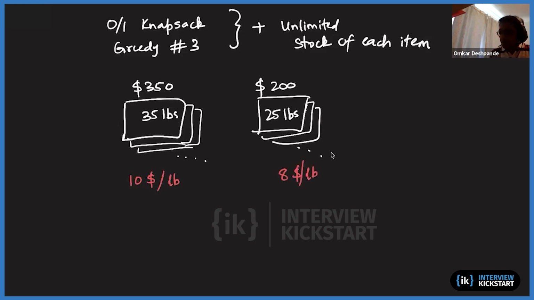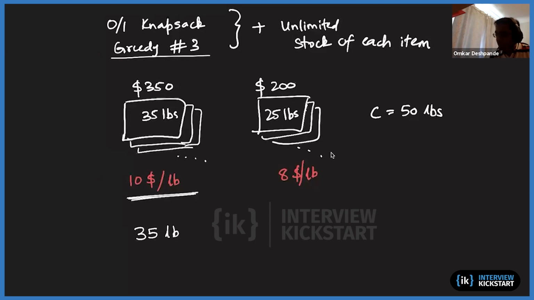Let's assume that our capacity is 50 pounds as before. Capacity of the knapsack. So what the greedy strategy would do is to first stuff the knapsack with as many items as possible with this price per unit weight. So we would pick the 35 pound item, only one copy of it, because 2 copies of it would exceed 50 pounds.